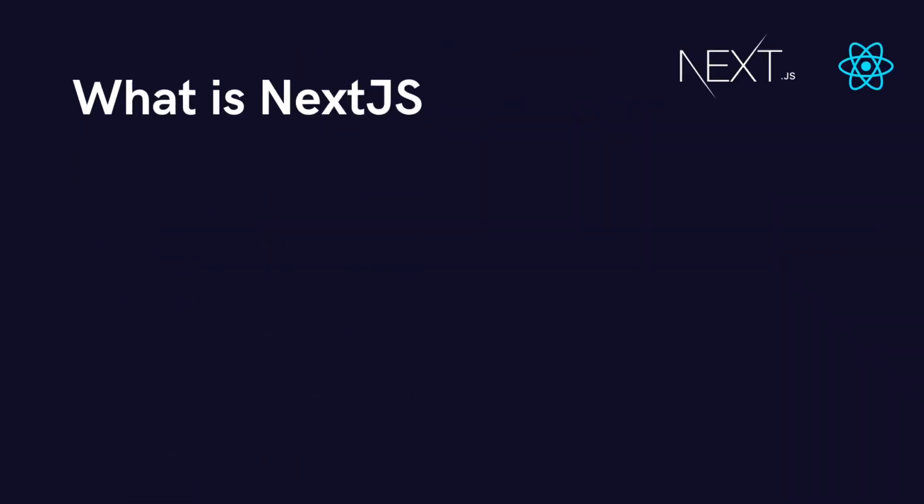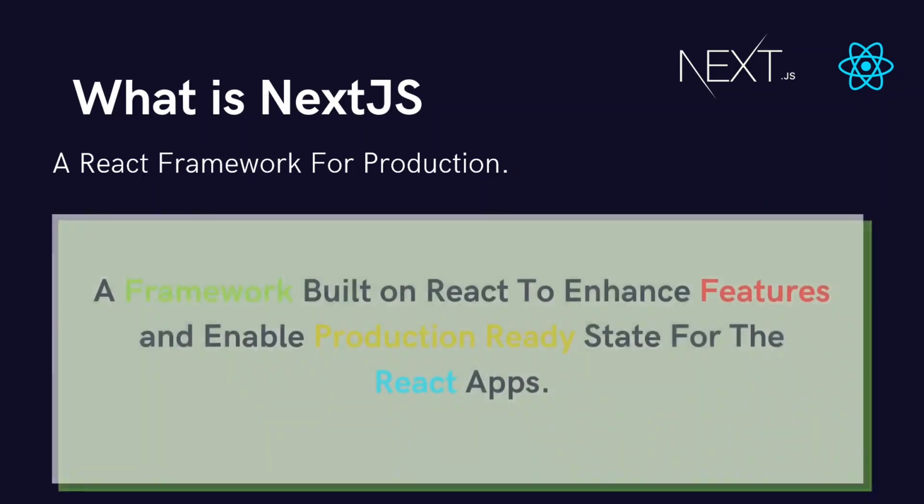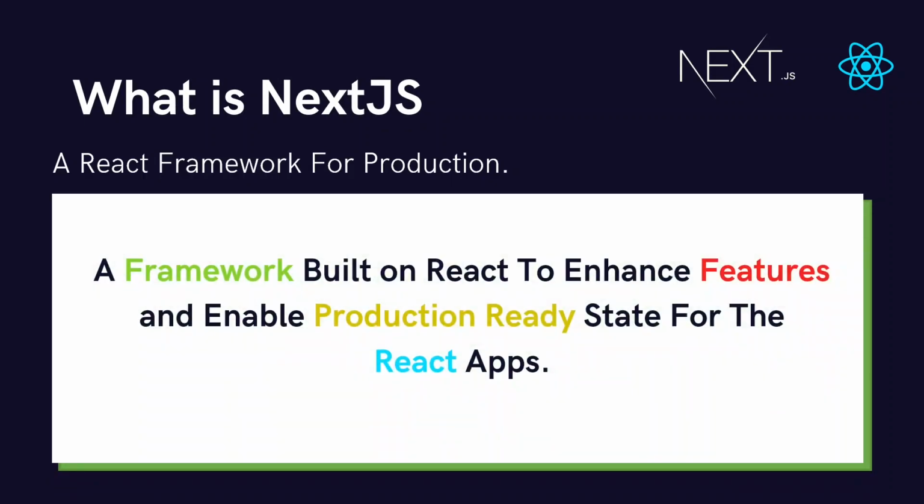So what is Next.js? Next.js is a React framework for production. It is a framework built on React to enhance the features and enable the production-ready state for React applications. But what does that mean? Next.js is a framework which is built on React to enhance the features of the standalone React application. It enhances the capability of React apps, along with adding features like server-side code inside the same application. So we don't need to create a separate application for the server-side code.